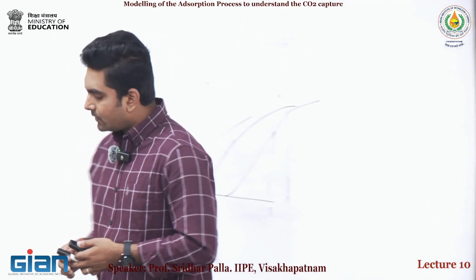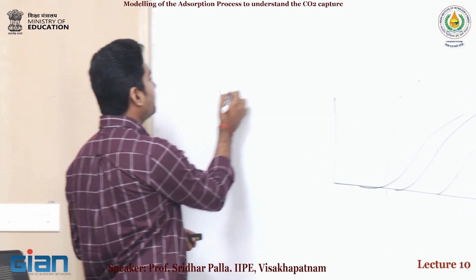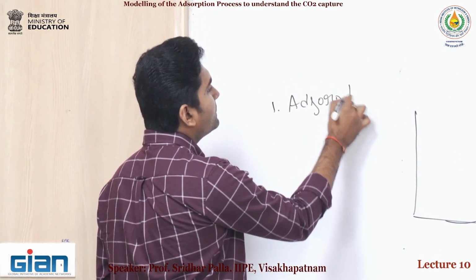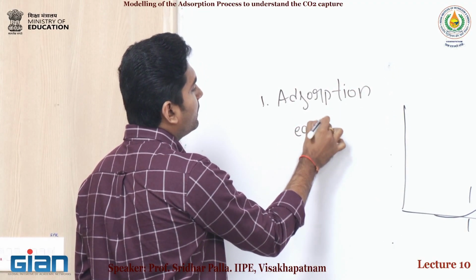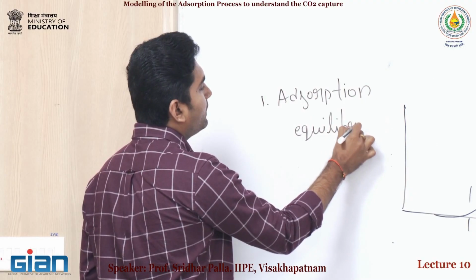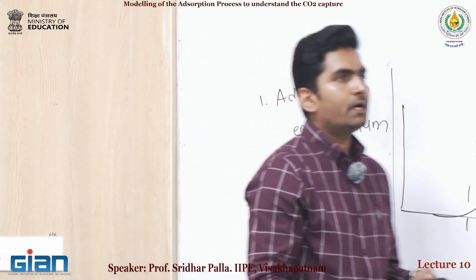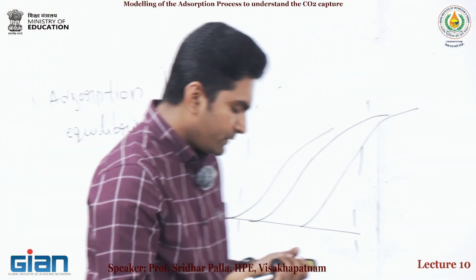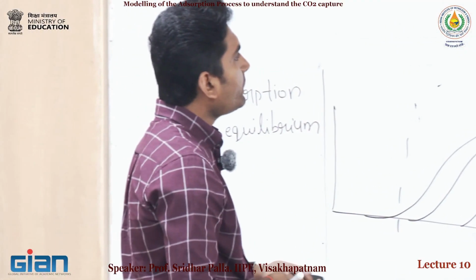So, now the first parameter we will note down is the adsorption equilibrium. This is one of the parameters that we need to model the packed bed accurately. We will go one by one through the various characteristics that we need to build an accurate model. So, the first information that we need is adsorption equilibrium.